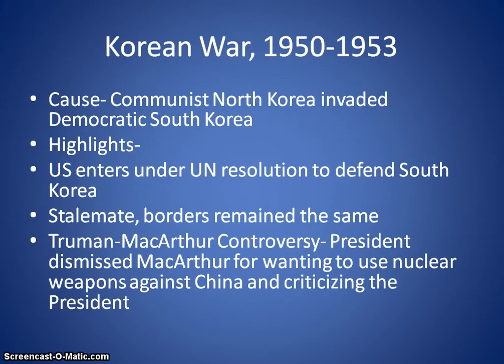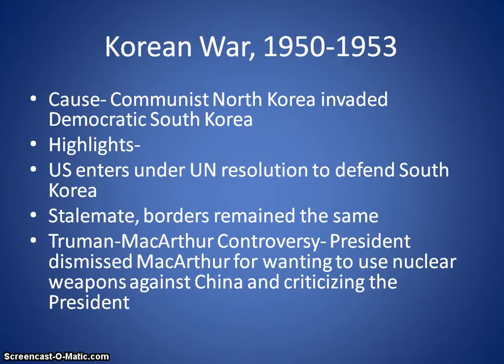Within the Cold War, you have the Korean War. Remember, we used different countries as pawns in the Cold War. The Korean War was one of them. It was a 3-year war from 1950 to 1953. The main cause was that communist North Korea invaded democratic South Korea. Highlights: the United States enters under the UN resolution to defend South Korea. It ends in a stalemate.